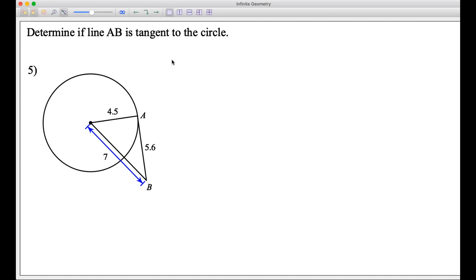Let's just use the Pythagorean theorem. If it is a right triangle, which side is the hypotenuse? 7. So you would get 7 squared is equal to what? 4.5 squared plus 5.6 squared. See if that's true. See if it's true. How do you know without trying it?